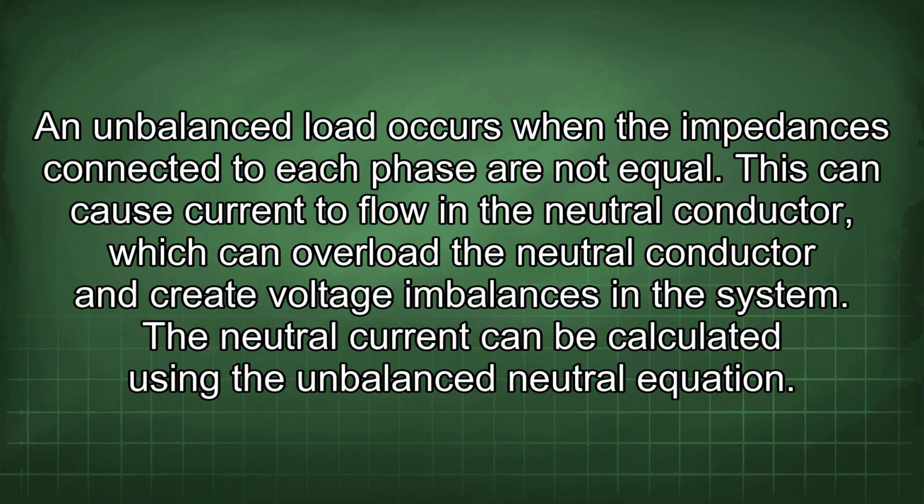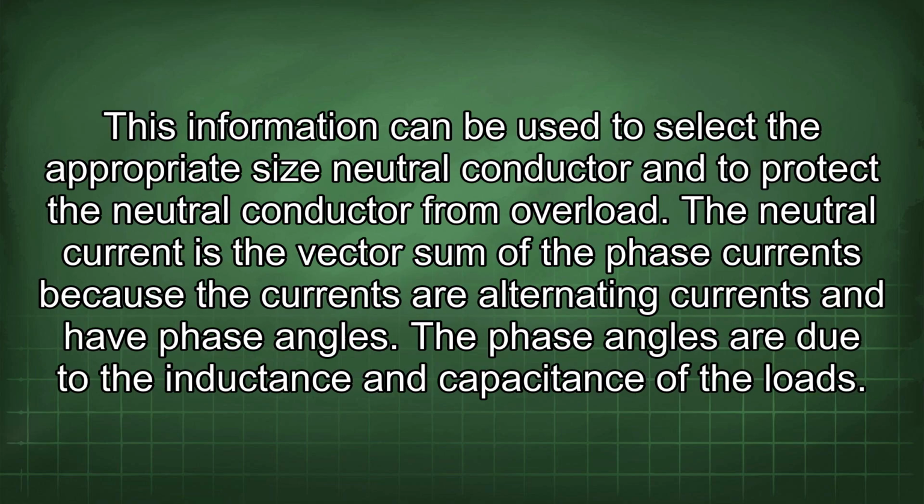An unbalanced load occurs when the impedances connected to each phase are not equal. This can cause current to flow in the neutral conductor, which can overload the neutral conductor and create voltage imbalances in the system. The neutral current can be calculated using the unbalanced neutral equation. This information can be used to select the appropriate size neutral conductor and to protect the neutral conductor from overload.